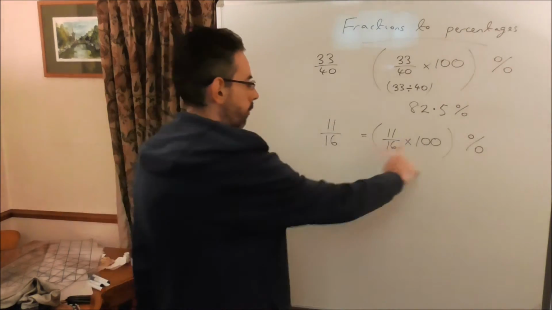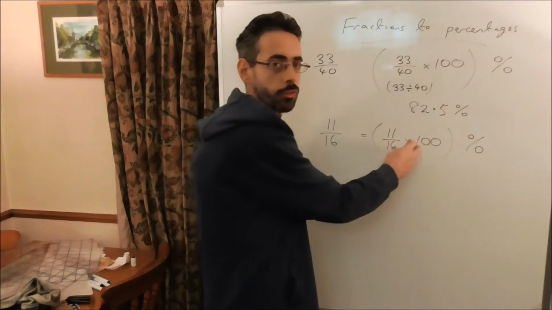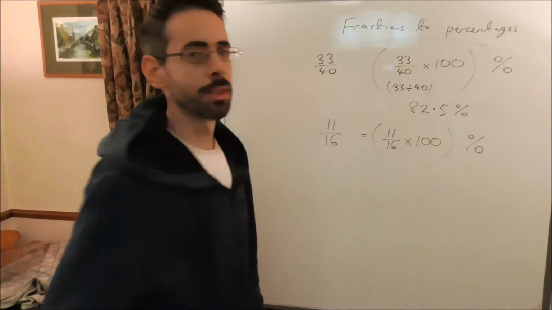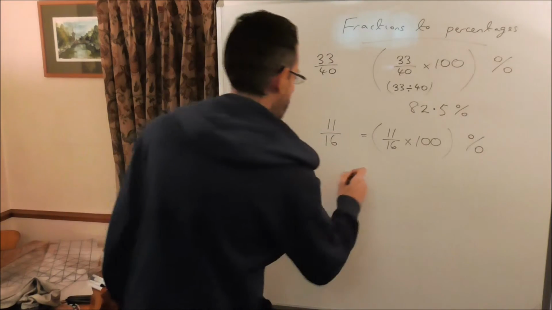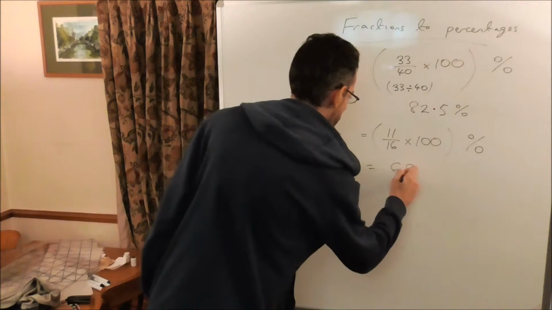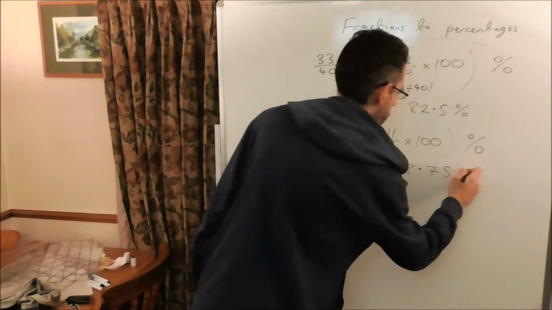So you can do that on your calculator. You don't have to type in the brackets. I'm just writing brackets to separate the calculation from the percentage sign. You just do 11 over 16 times 100, and you should get the number 68.75. So the answer is 68.75%.